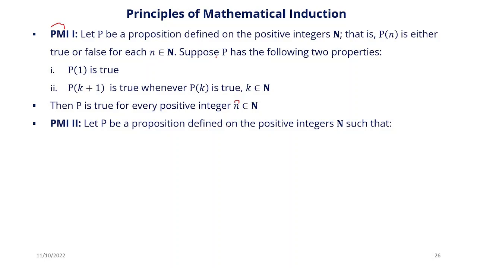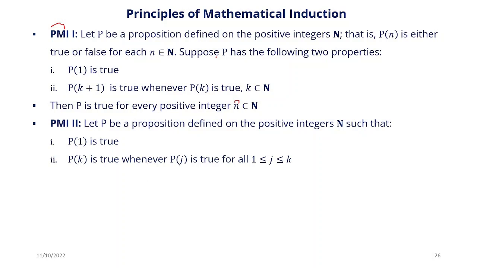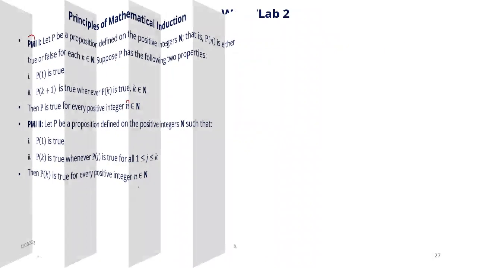Principle of mathematical induction 2. Let P be a proposition defined on the positive integers such that P(1) is true, and P(k) is also true whenever P(j) is true for all j with 1 less than or equal to j less than or equal to k. Then P(n) is true for every positive integer n in N. Now, you are not required to prove this. You are just required to understand it a little bit, as much as you can, okay?